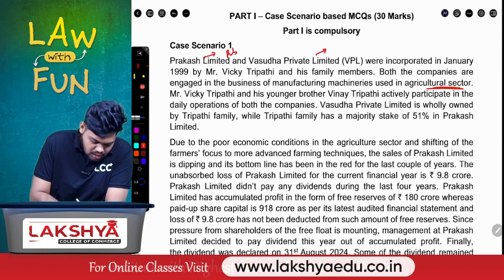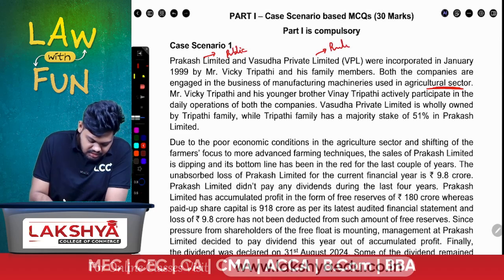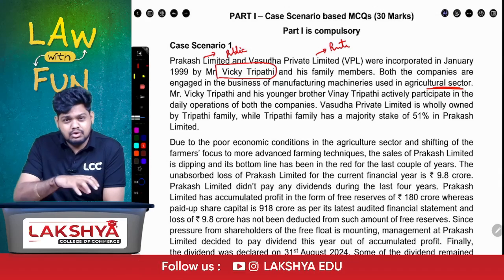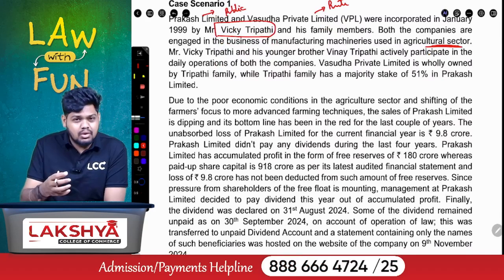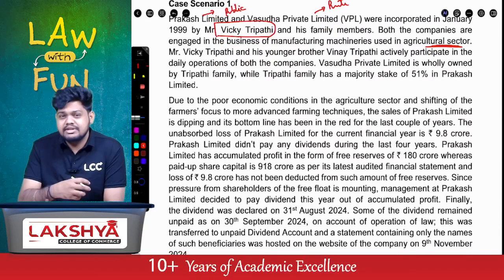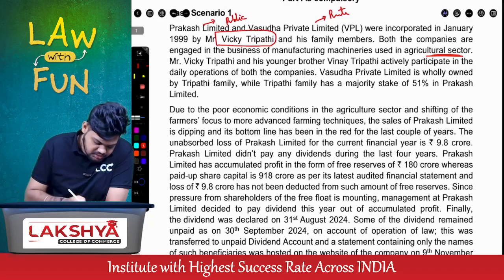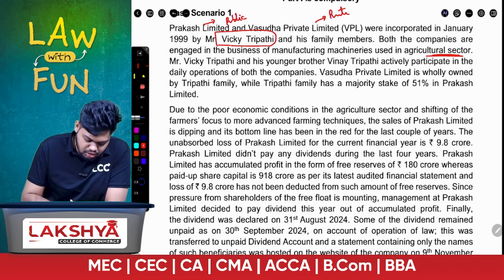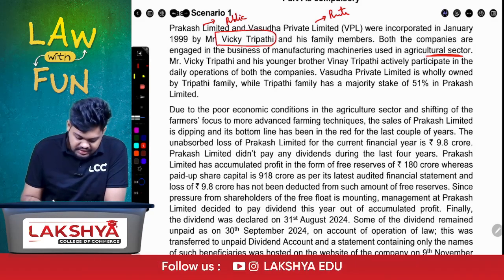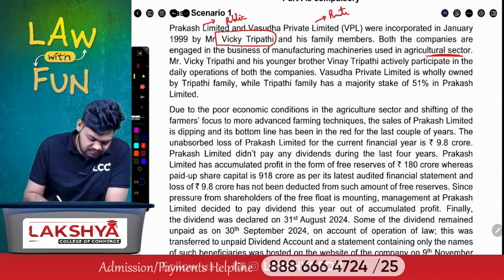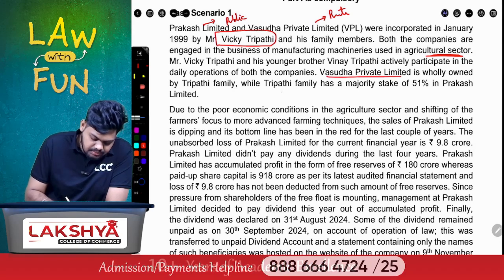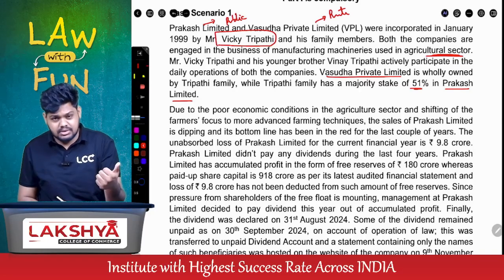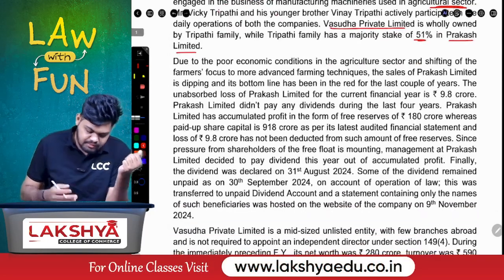So what are the key points as of now? There are two companies, one a public company and one a private company, incorporated by a person called Vicky Tripathi. So make sure that whenever you read a case study, you mark out all the important concepts or important situations in it. Continue the process. Mr. Vicky Tripathi and his younger brother Vinay Tripathi actively participate in the daily operations of both the companies. Vasudha Private Limited is wholly owned by the Tripathi family, and the Tripathi family has a majority stake of 51% in Prakash Limited. So one company is wholly owned, and in the other we have a majority stake.